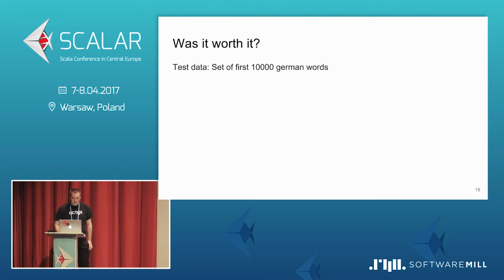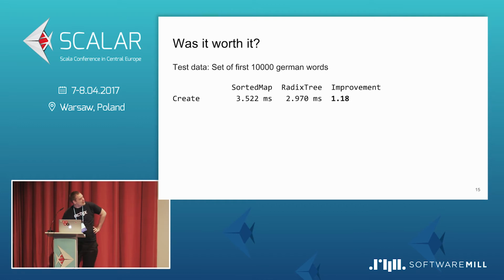So was it worth it? I got a test data set of 10,000 German words. I'm using German words because they're nice and long. And here I got basically a comparison. So creation is a little bit faster, but nothing to write home about. Filter prefix, that is the operation I really care about, is quite a bit faster. These are nanoseconds on the right-hand side, which is kind of clear, because if you want to filter by prefix, you just go into the tree until you see the right subtree, then you take that subtree out, and add the prefix again, and yeah, done.